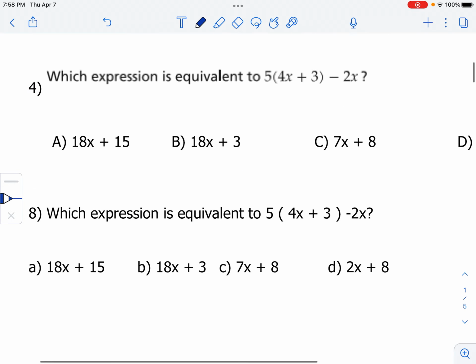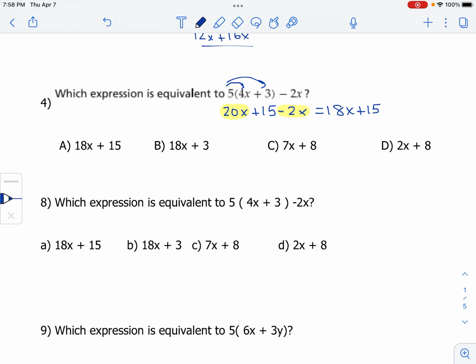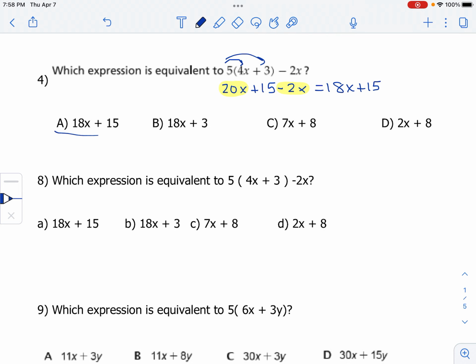Right, number 4. Which expression is equivalent to 5 times 4x plus 3 minus 2x? So again, we're going to use distributive property here. 5 times 4 is 20x, and 5 times 3 is 15. So we've got 20x plus 15 minus 2x. We're going to combine the like terms, 20x minus 2x. That's the same as 18x plus 15. All right, and I can see as I zoom out, that is option A.